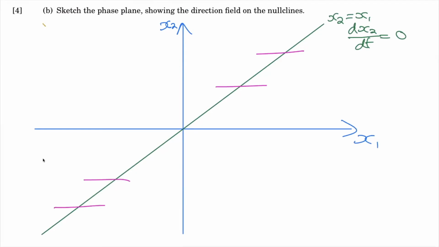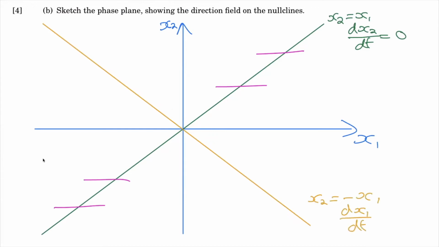We also have this null line here, which is x2 is equal to minus x1. And on that null line, dx1/dt is equal to 0. dx1/dt is equal to 0 means I can't be moving left or right. I must be moving up or down. So the arrows have to be going up or down on that null line.